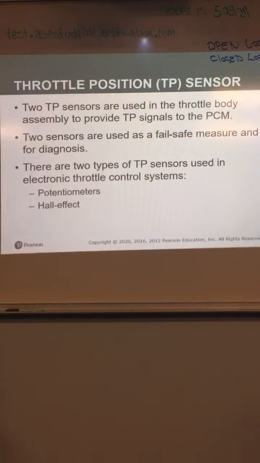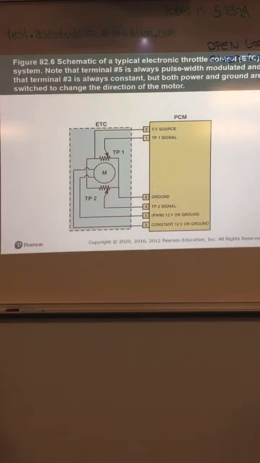Okay. Two throttle position sensors are used on the throttle body assembly to provide the signal to the PCM. They're used as a fail-safe measure. They're constantly checking each other and they work opposite of each other. Potentiometers and Hall effect. Schematic of that, note that terminal 5 is always pulse width modulated and terminal 3 is always constant, but both power and ground are switched to change the direction of the motor.